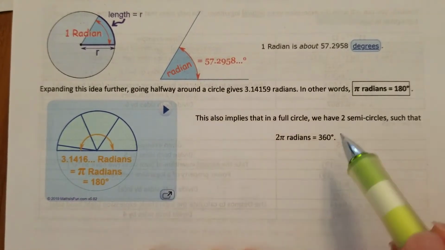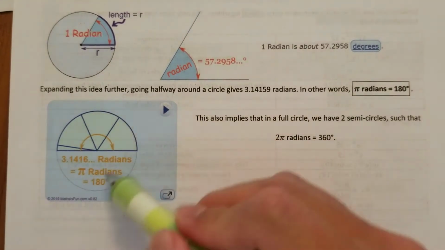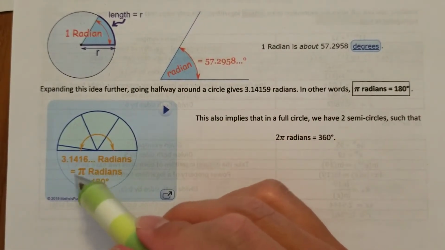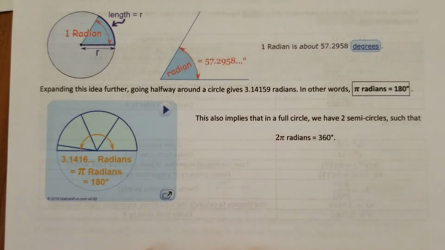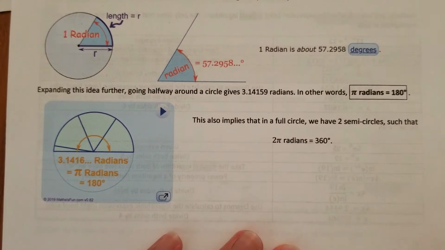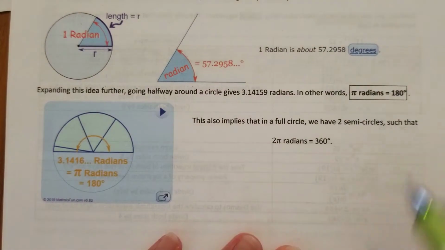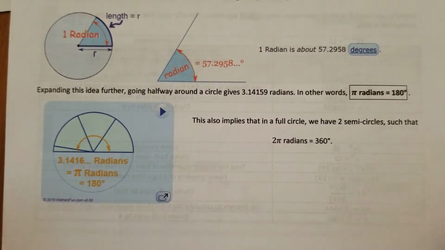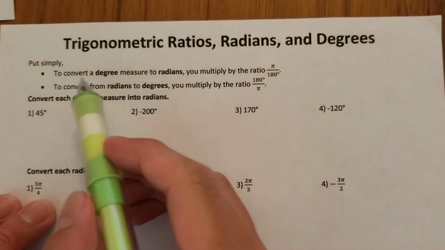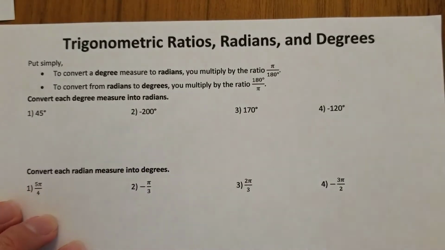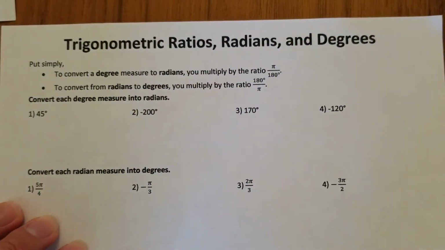So what this means is that if you go in a full circle, you're going 2 pi radians, the entire 360 degrees around the circle. The main idea is that pi radians is 180 degrees, which is the conversion factor that you're going to need in order to convert from degrees to radians and from radians to degrees.